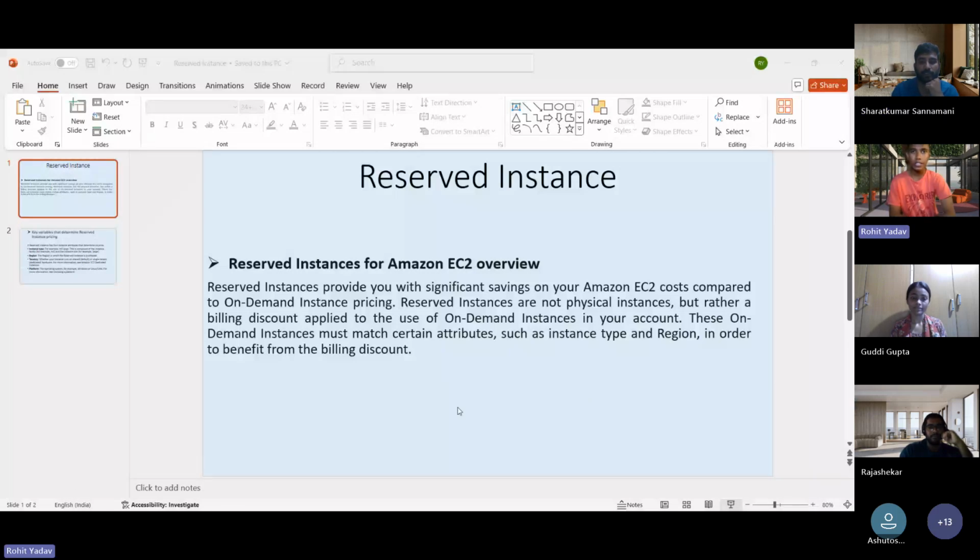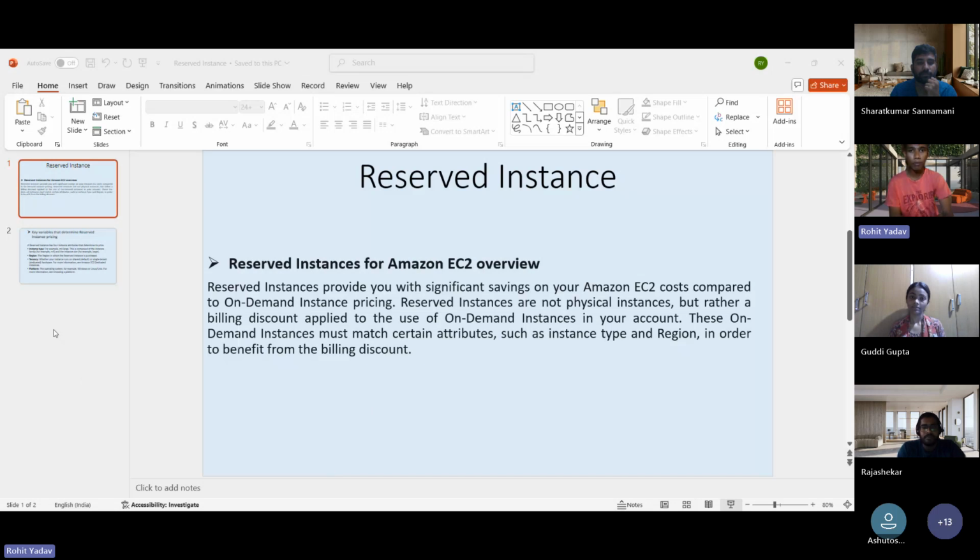So basically, a reserved instance is a significant saving on your account. Like when we are buying Amazon EC2, it is something like a discount. So when we use it, we get some benefit on the cost of our billing. It is basically a discount, and there are some significant attributes which impact our billing discount.